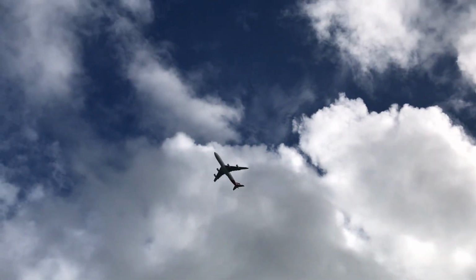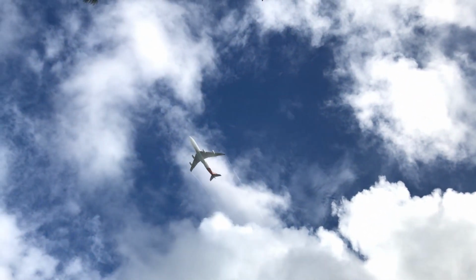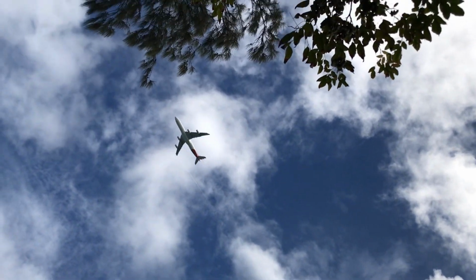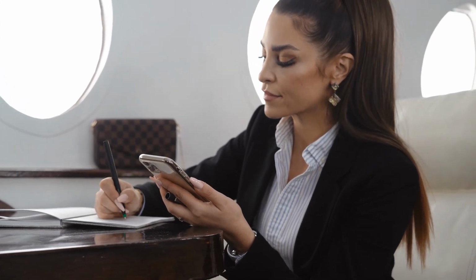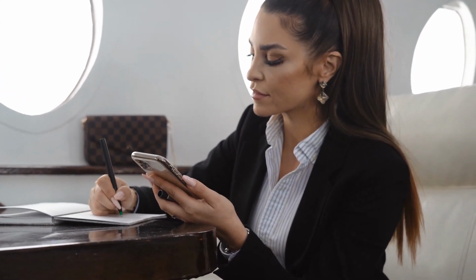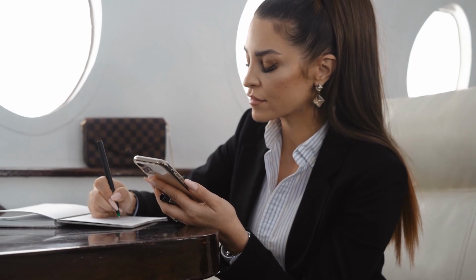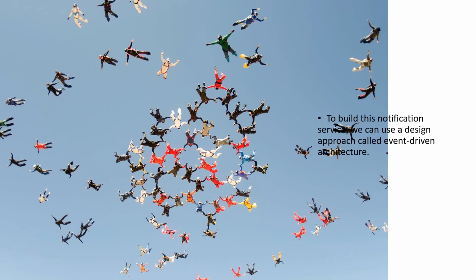Let's say you are building a flight booking system and you need a way to notify your customers about important updates. This is where a notification service comes in. To build this notification service, we can use a design approach called event-driven architecture. This means that we will set up our project in a specific way to handle events.